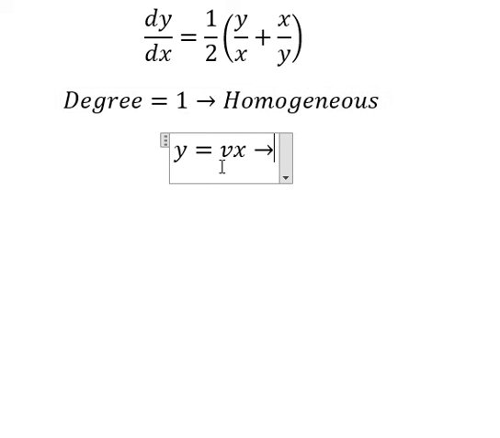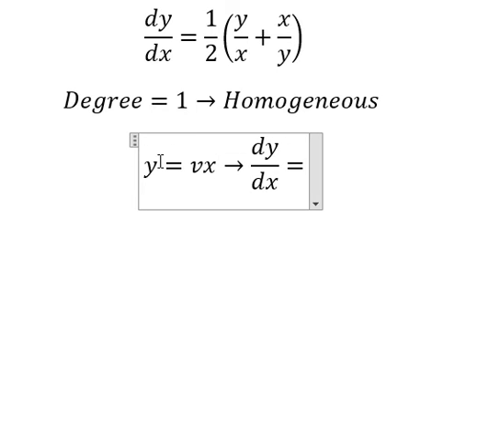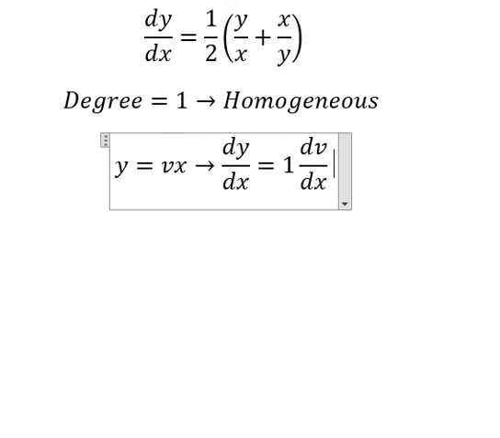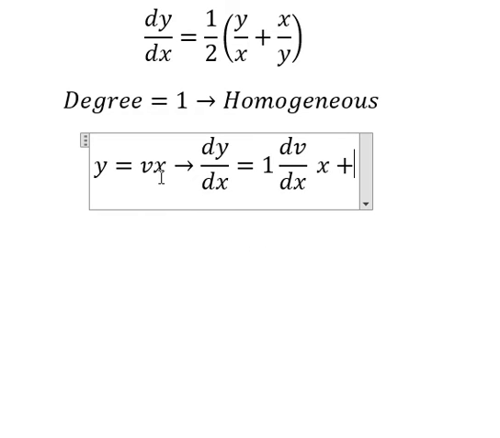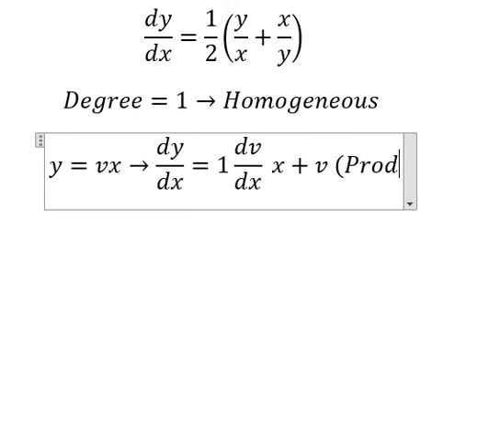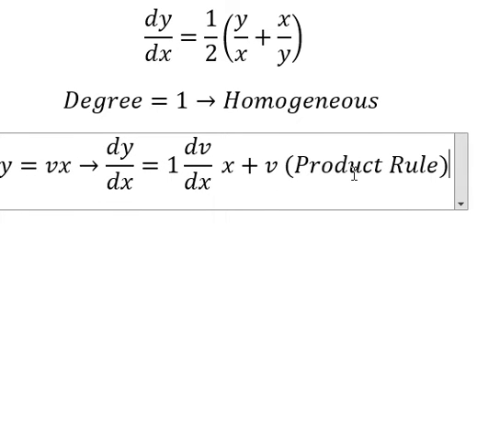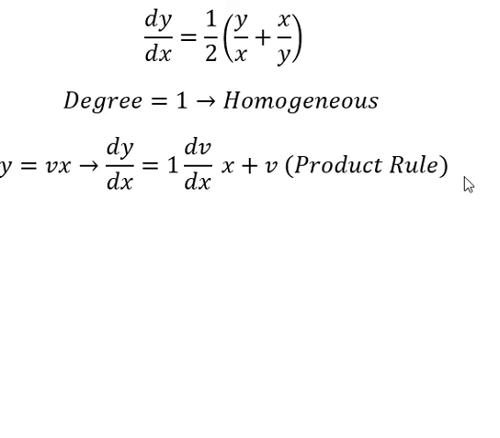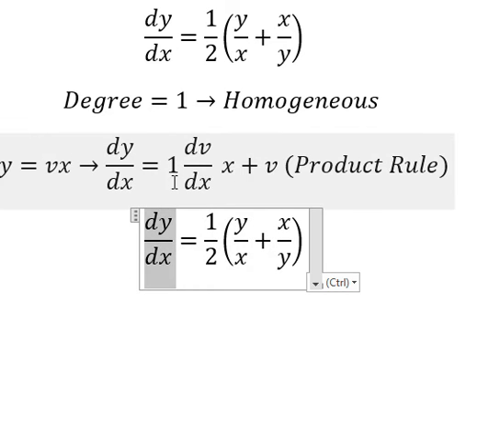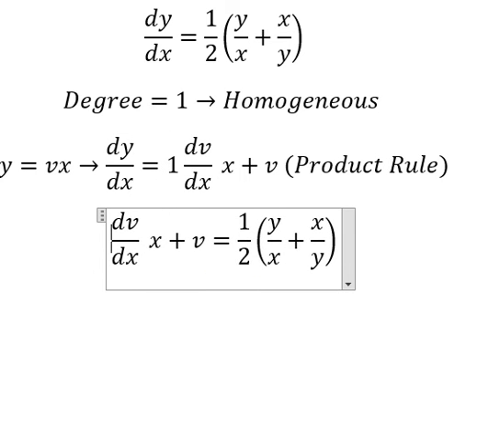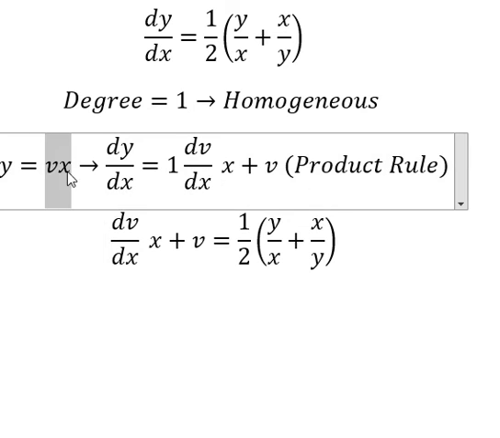Later that, we do first the derivative for both sides. First the derivative of v, we have number 1, dv over dx multiplied by x. First the derivative of x, we have number 1, so we have v, and that is about the product rule of the derivative. So dy over dx, that is about this one. So y we change by vx.